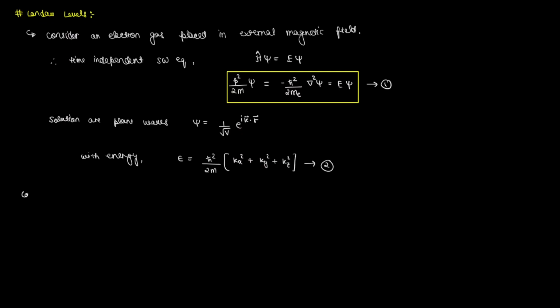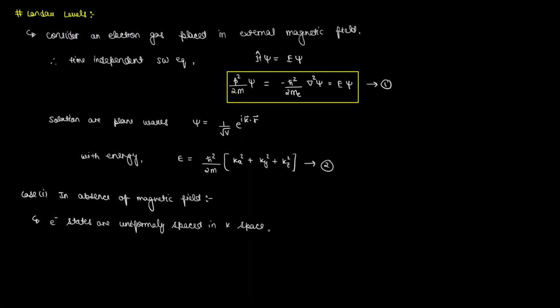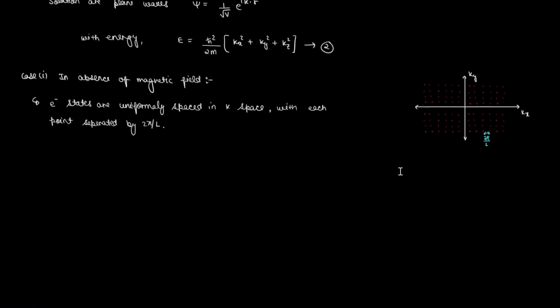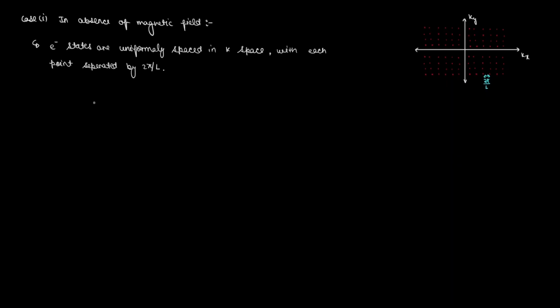Now let us consider the two cases. In case 1, there is no magnetic field. So therefore, electron states are uniformly spaced in the k space with each point separated by 2 pi by L. But let's see what happens in the presence of magnetic field. For simplicity, let us assume that the magnetic field is along z direction.